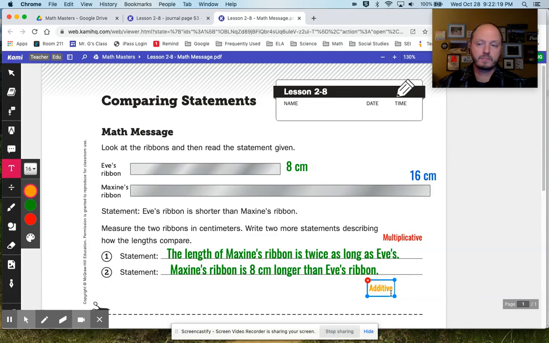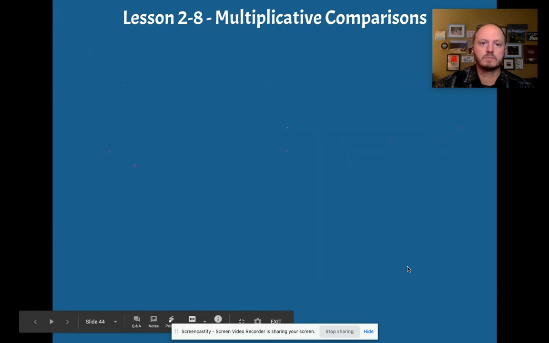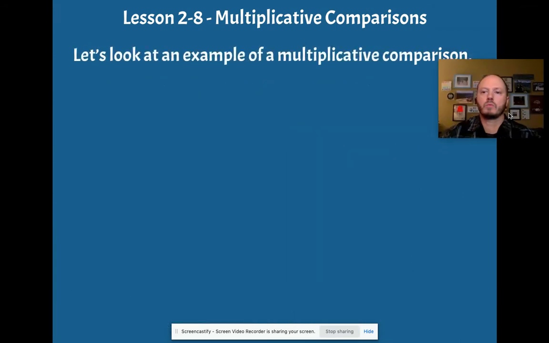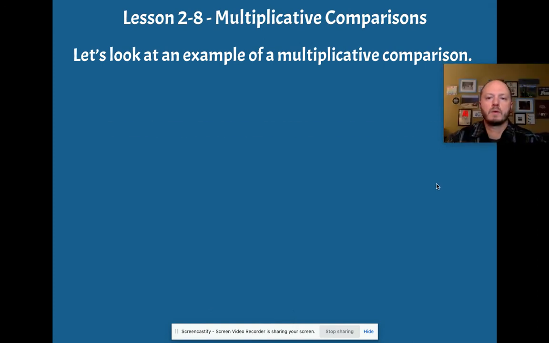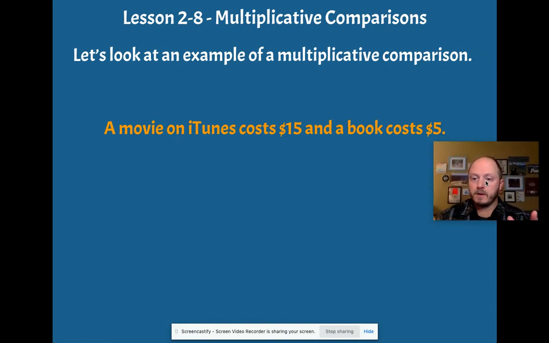Another example of a multiplicative comparison could be this: a movie on iTunes costs $15 and a book costs $5. So what would be some other ways to compare these 2 values? I want you, again in another private comment, to write down another comparison statement for these 2 items, these 2 quantities. Pause, do that, and come back.